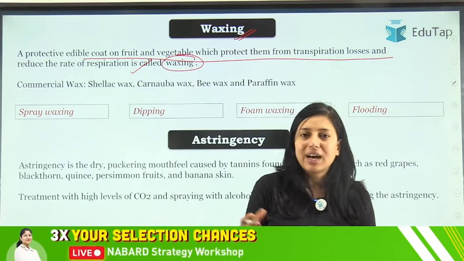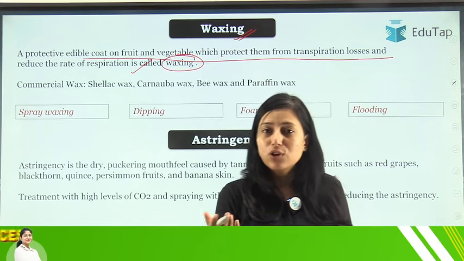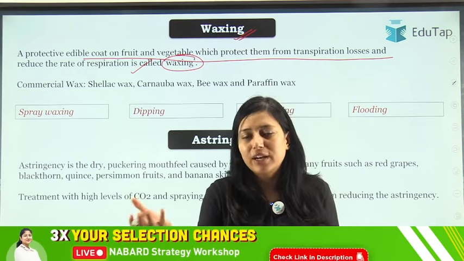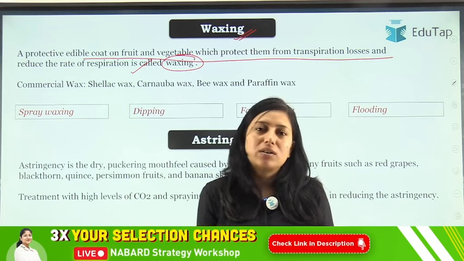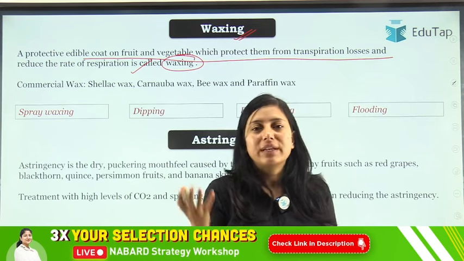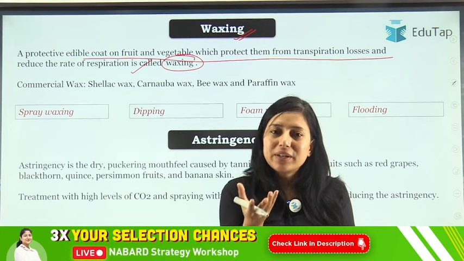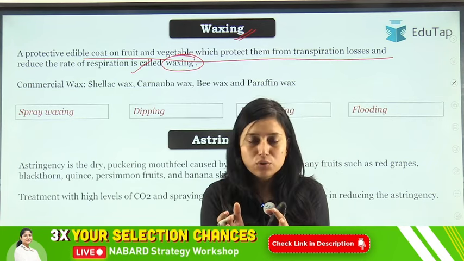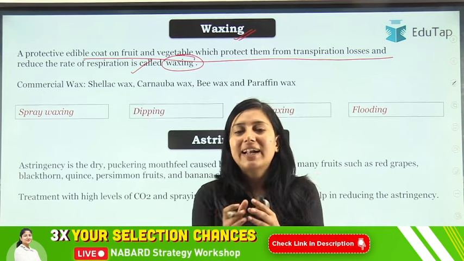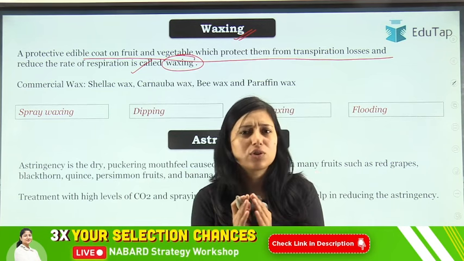You know that after the harvesting also the plant transpires, that is why it gets spoiled, the quality gets deteriorated, right? So what we do in waxing, we provide an edible wax layer so that the transpiration of this produce can be controlled, can be minimized, and their shelf life can be increased. So that is all about waxing.